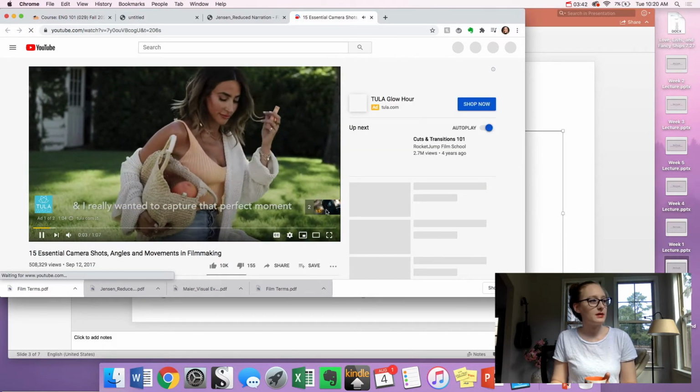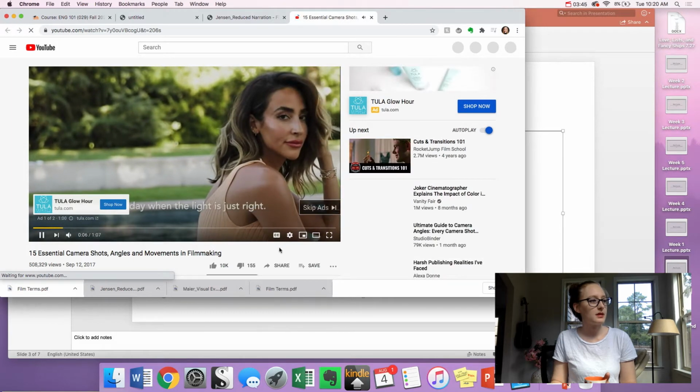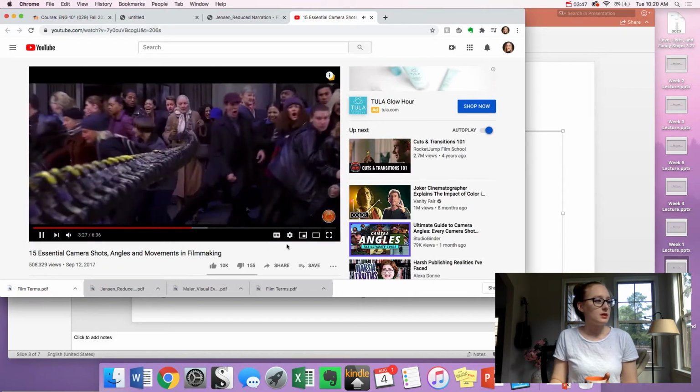This is some random ad. I don't want to look at this. What's happening? You have one person facing off with this other person.